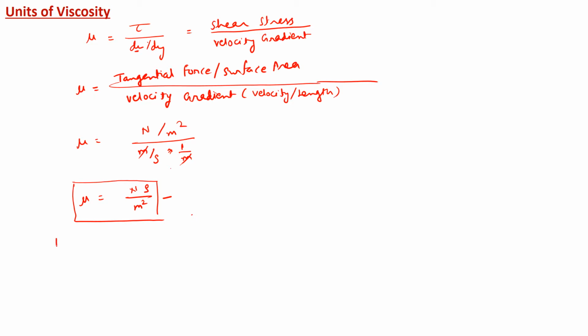One more common unit of viscosity is poise, which is 1/10 of the Newton second per meter square. This is also commonly used in our textbooks.